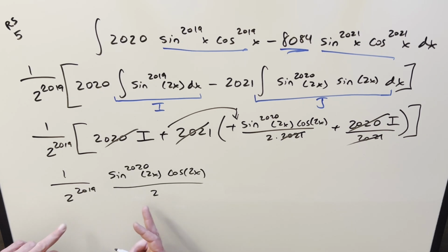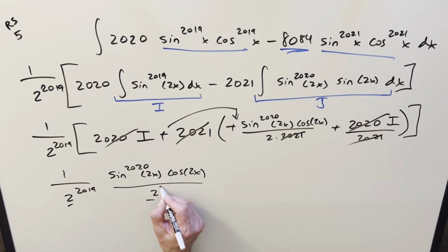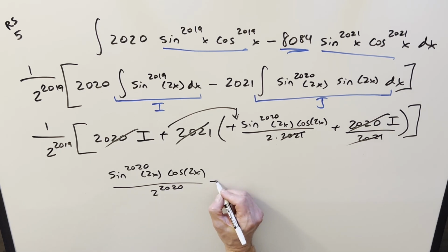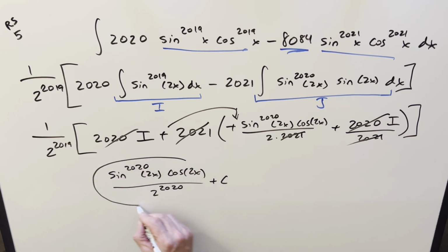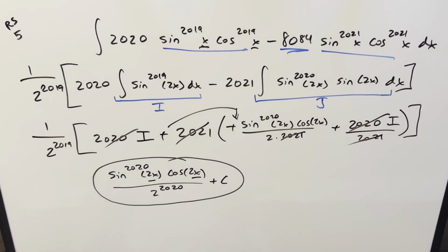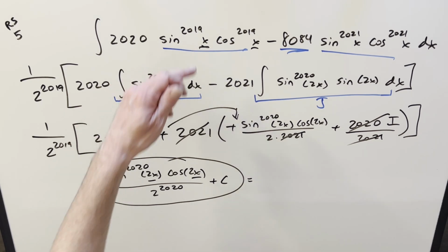But now writing it this way, we've got 2 as a common base here. In the denominator, I can multiply those together. 2 times 2 to the 2019, I can write as 2 to the 2020. Then all I need to do, just add a plus c, and that's it. So I kind of like this solution, maybe just because I'm feeling lazy, but actually MIT has it a different way. They put it back to the single angle.